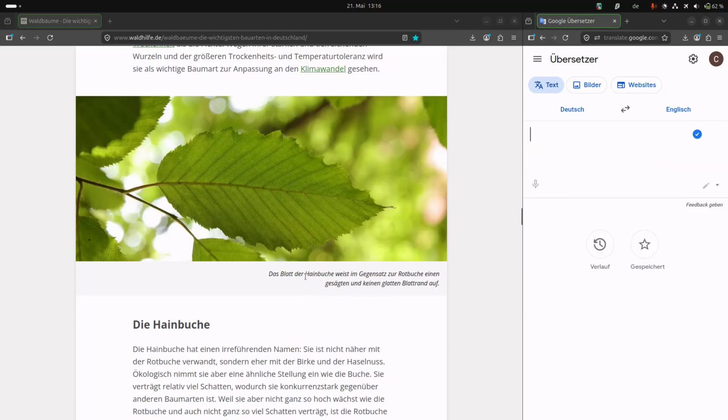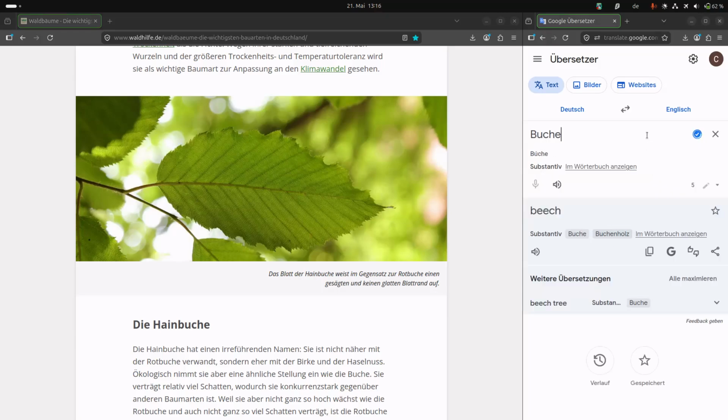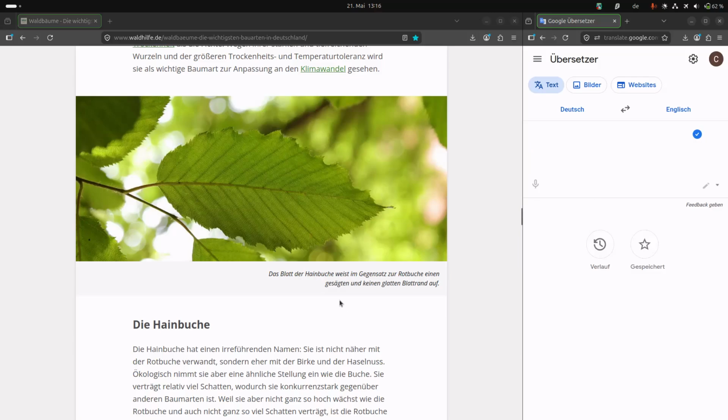And der Hainbuche, of the, can also be the male nominative form, but this is genitive. Hainbuche, hornbeam, not to be confused with Buche in general, which is beech. In this case, it is not related to the beech at all, or maybe a bit, but not to the beech in general.